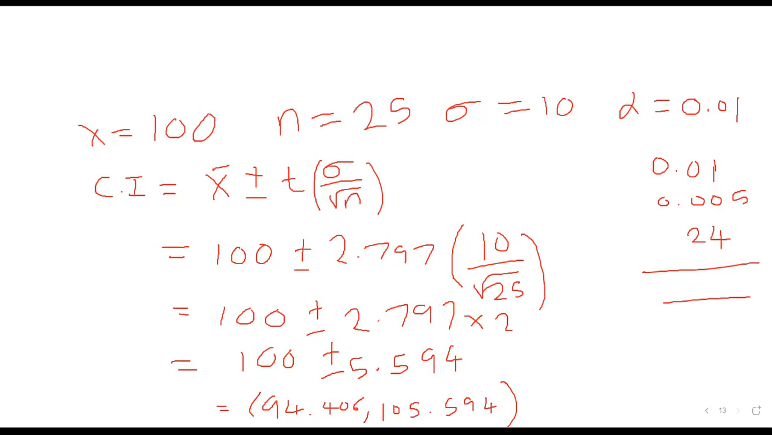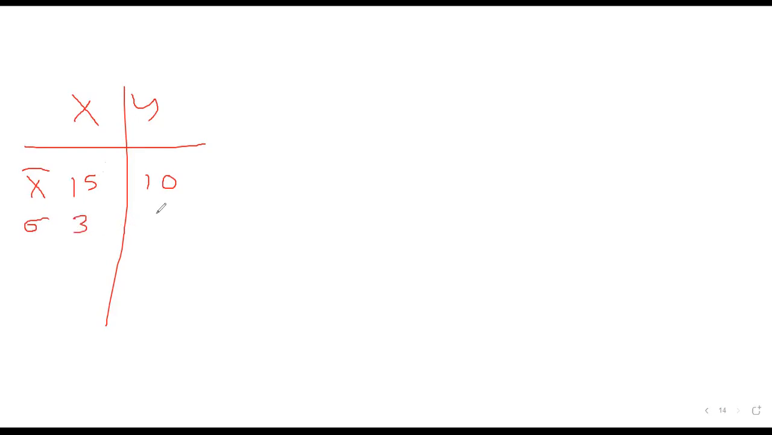All right. So if you don't know, you cannot guess. Finally, if you're given two samples, X and Y, the mean, here we have 15, here we have 10. The standard deviation, here we have 3, here we have 5. And the sample size, here we have 8, and here we have 9. Then you're given our alpha 0.02.